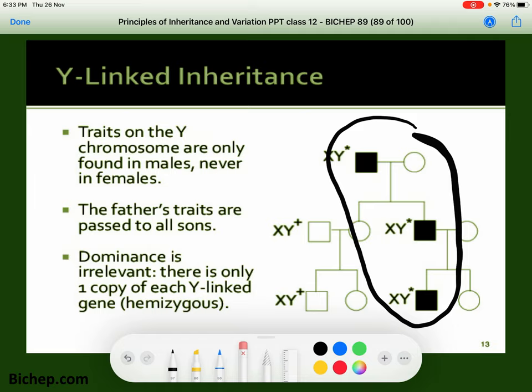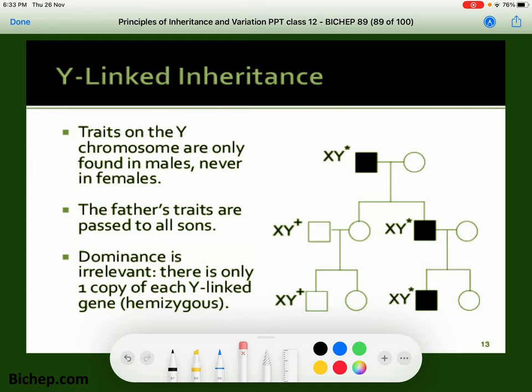No dominant, no recessive, because only the Y chromosome is there, so it is only dominant. Do remember that, right? Traits on Y chromosomes are only found in males, never in females. Father's traits are passed on to their sons compulsorily, and dominance is irrelevant because it is only the Y-linked chromosome. That's why there is only one copy of each Y-linked gene. It is a hemizygous type of arrangement. So if the characteristic feature is found only in males, it is supposed to be Y-linked inheritance, right? Please take the screenshot.